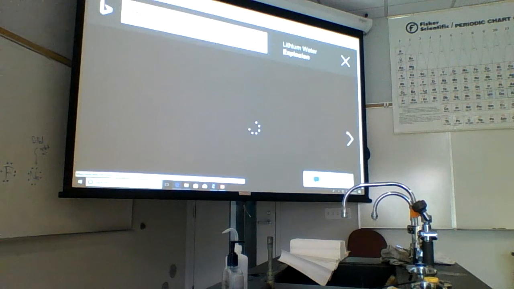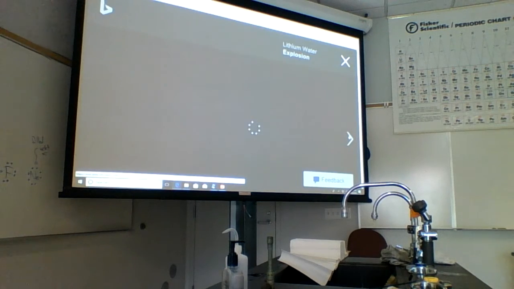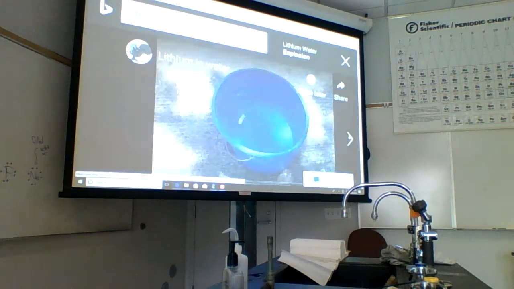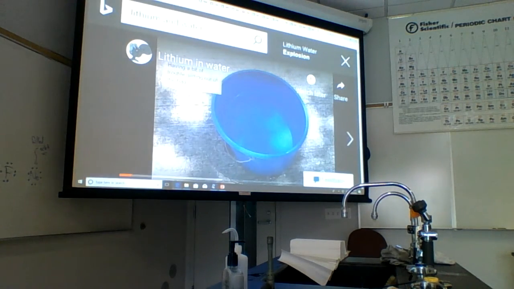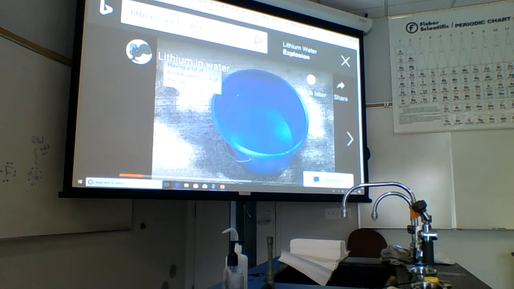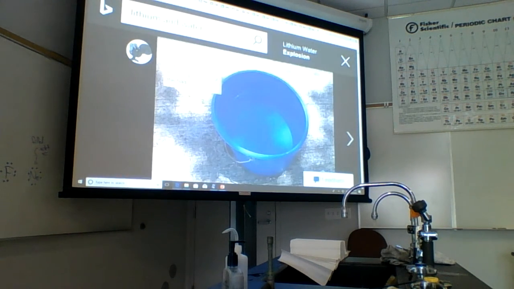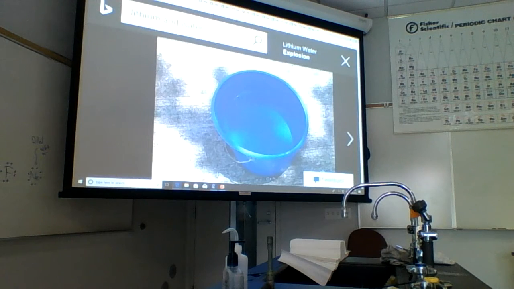Which one reacted most violently so far? Potassium for sure. Potassium's the biggest, it's going to react the most violently. Let's see if they do cesium. This is lithium in water. Here, it doesn't react so violently. Let's see. Fast forward.